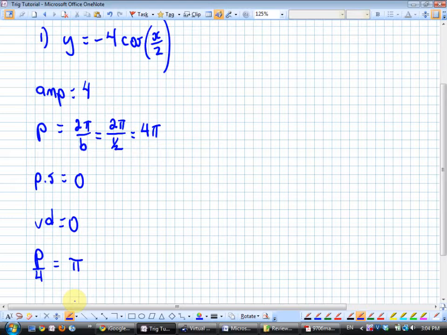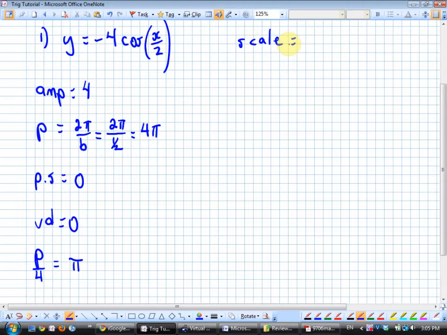Now, I'm running out of room. Normally, I'd write scale down there. Do you mind, Regan? I'm going to write scale up here, if that's okay. And by scale, what I really mean is my horizontal scale. My vertical scale was almost always going up by ones or something like that, because the amplitudes and vertical displacements we kept pretty straightforward.